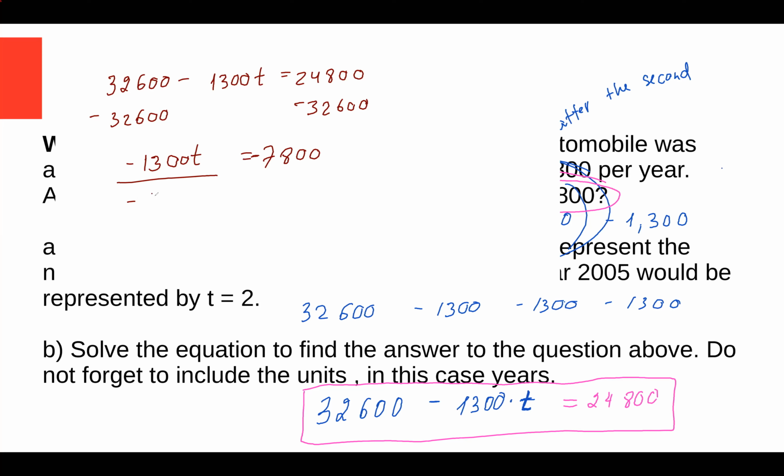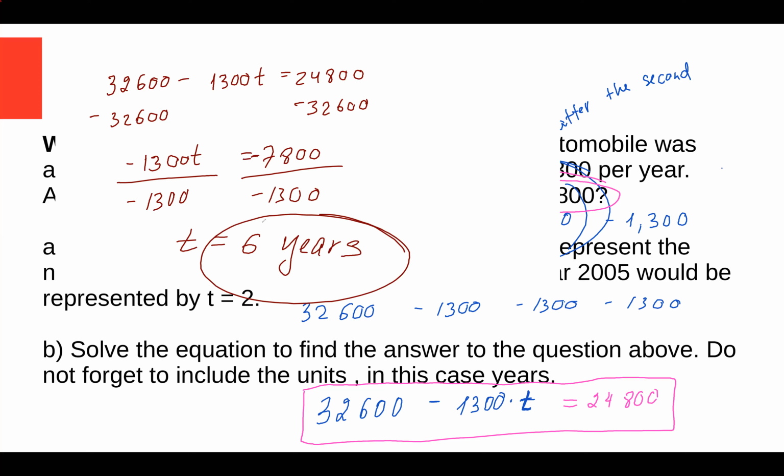And then I divided both sides by negative 1,300. And that's how I got that T was 6. And for the answer, we will put that it is years. But what I want to say is that's not happening in real life. In the real world, most likely we will end up with a decimal.